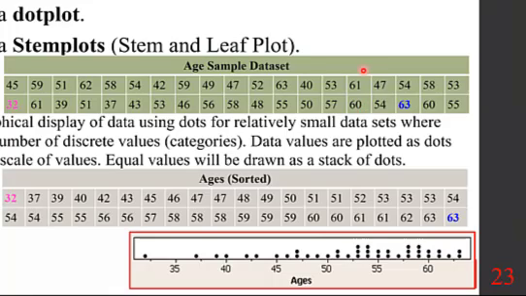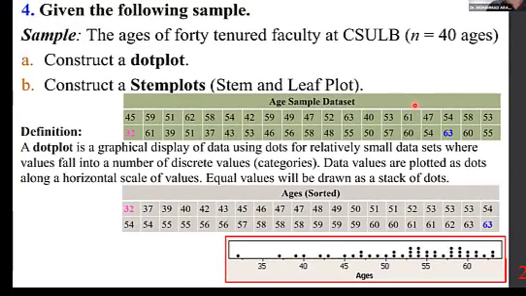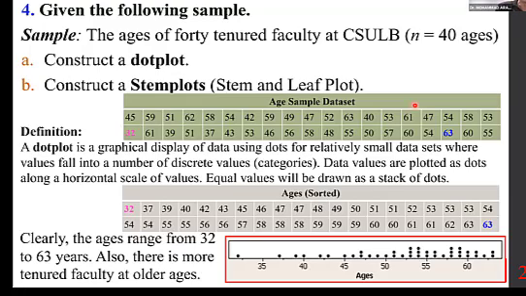This is how dot plot is used, and you can see the numbers. You can see the original data with dot plot. And clearly, the ages range from 32 to 63 years. Also, there is more tenured faculty at older ages. Older ages, we can see that.